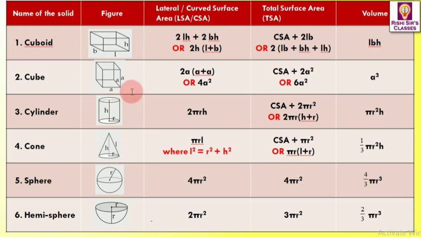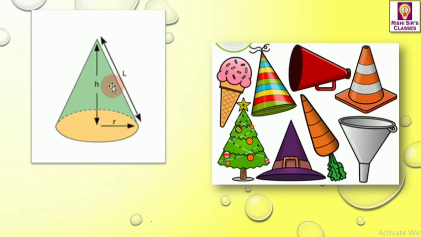Okay. Now moving on to the cone. That is our cone. You can assume as softie, ice cream, Christmas tree, cap, carrot, funnel, birthday cap, loudspeaker. These all things will be the real life examples of a cone. Now in the same manner as we have counted for the CSA of cylinder, we need to find out the value of CSA of this cone.